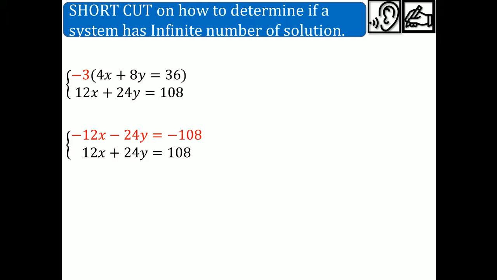Or they're equal to each other. If you just multiply this by 3, it would be 12x plus 24y equals 108. Notice if you made the substitution, you see the left-hand side is equal to the right-hand side.